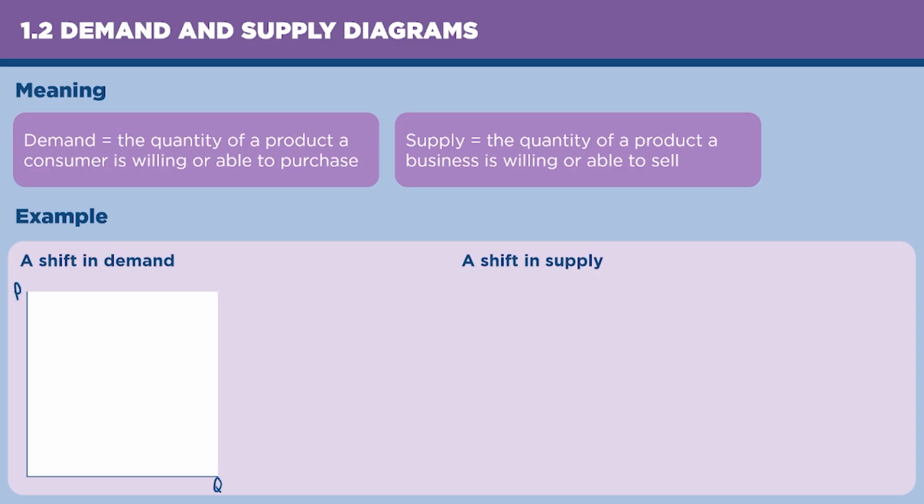We've got price and quantity. We're going to label our axes price and quantity. That actually gets you one of the marks, but I'm going to talk about that in a bit more depth when we look at the practice exam question. Supply points to the sky, demand points down.